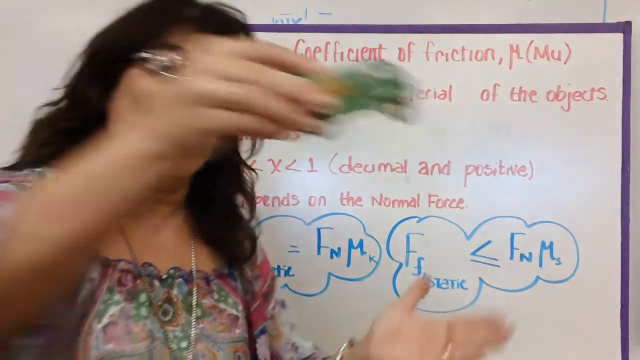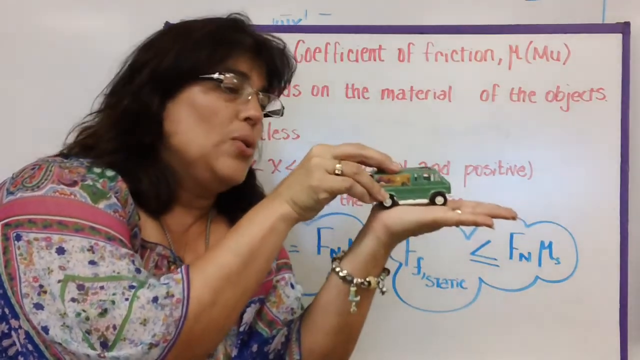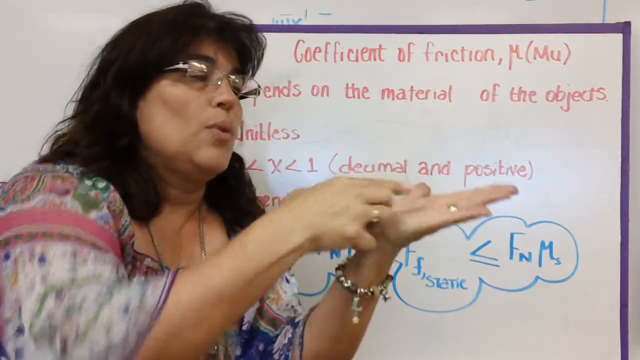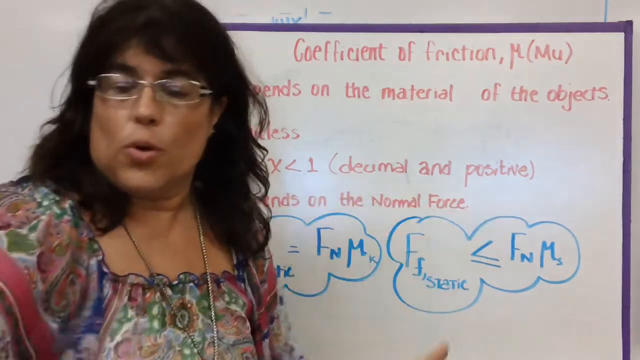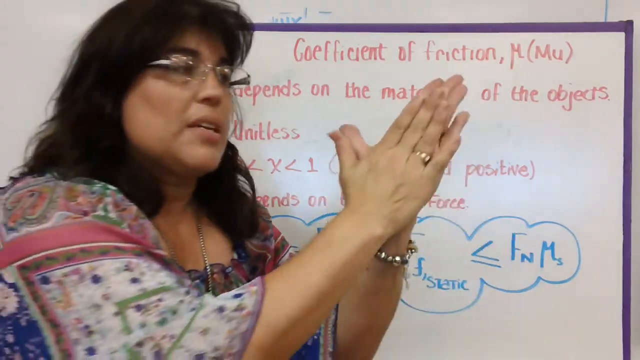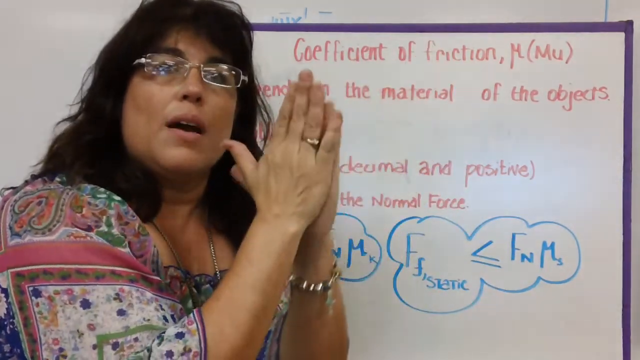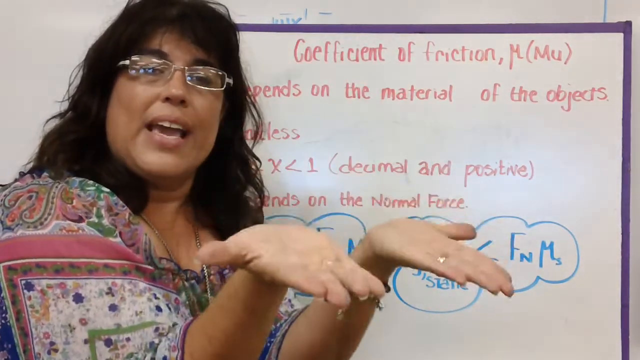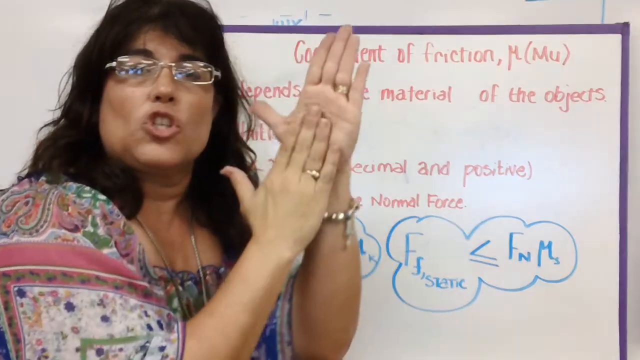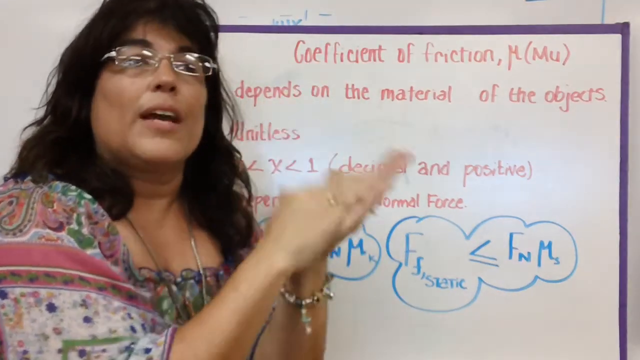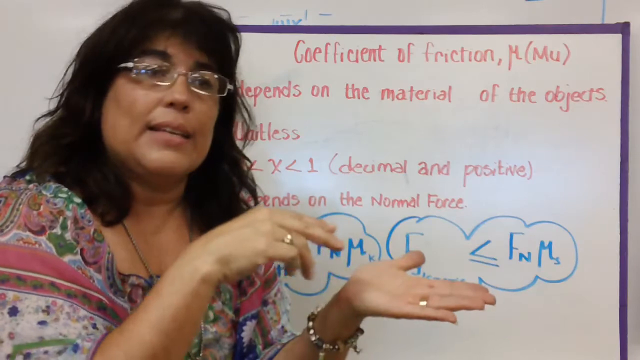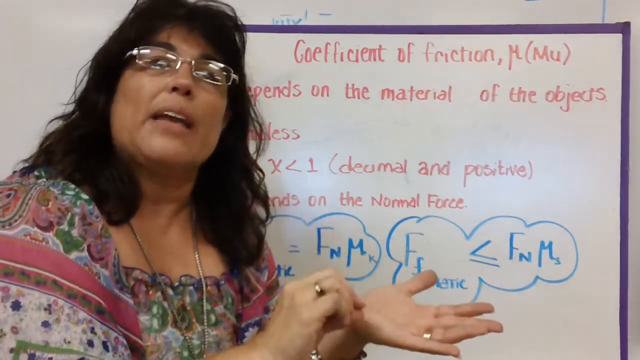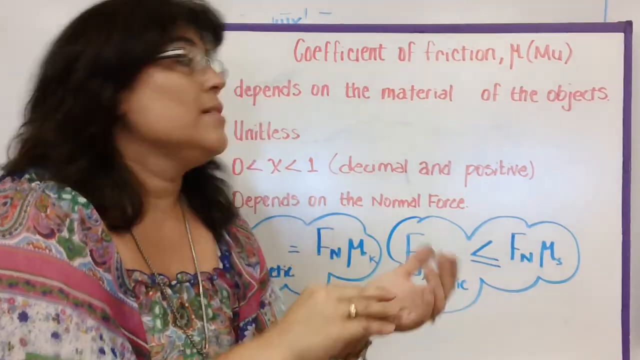So if you have a car going around a tar road, it's going to be based on the wheels in contact with the road. If you have two hands rubbing against each other, it's going to be the property of the two objects that are in contact. If I were ice skating, the coefficient of friction will be between the metal of the skates and the ice.